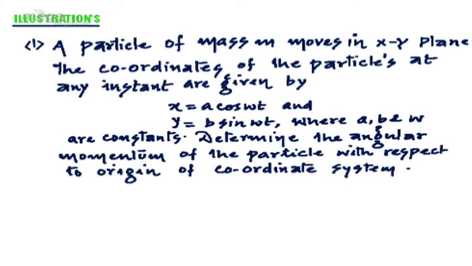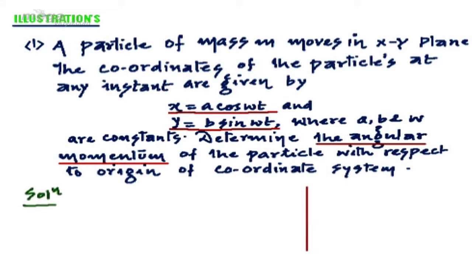A particle of mass m is given which moves in the xy plane, and the coordinates of the particle at any instant are given by x = a cos ωt and y = b sin ωt, where a, b and ω are constants. We have to determine the angular momentum of the particle with respect to the origin of the coordinate system.